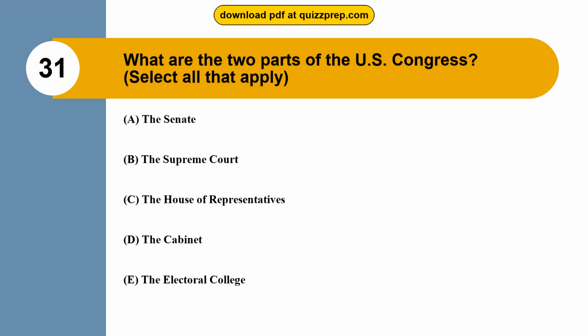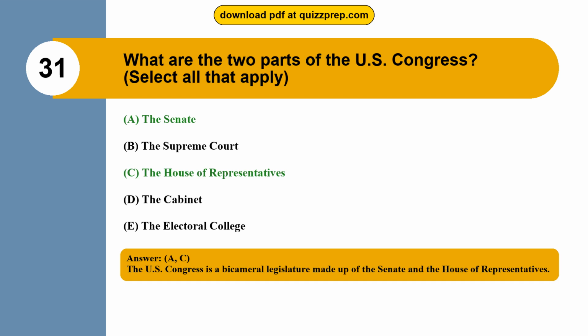Question 31. What are the two parts of the U.S. Congress? Option A. The Senate. Option B, the Supreme Court. Option C, the House of Representatives. Option D, the Cabinet. Option E, the Electoral College. The correct answers are options A and C. The Senate, the House of Representatives. The U.S. Congress is a bicameral legislature made up of the Senate and the House of Representatives.